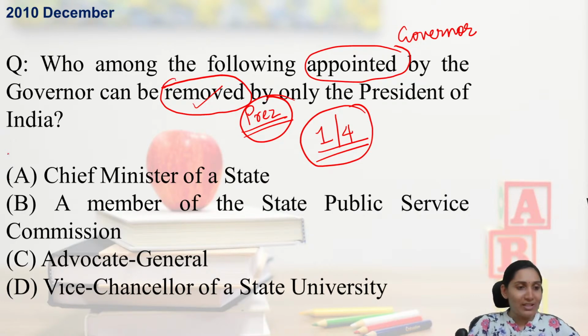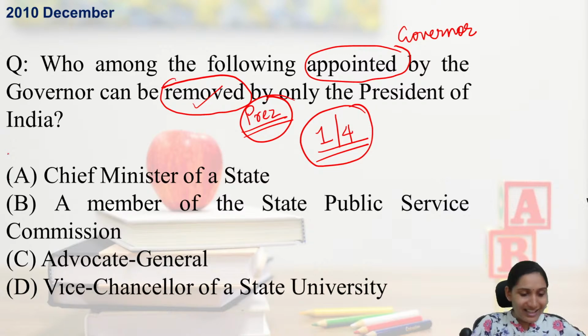So think out of the box. Come up with the answers soon. I'm waiting for your answers. Let me know your answers. Who among the following can be removed only by the President? So waiting for your reply. Lalit has commented D.